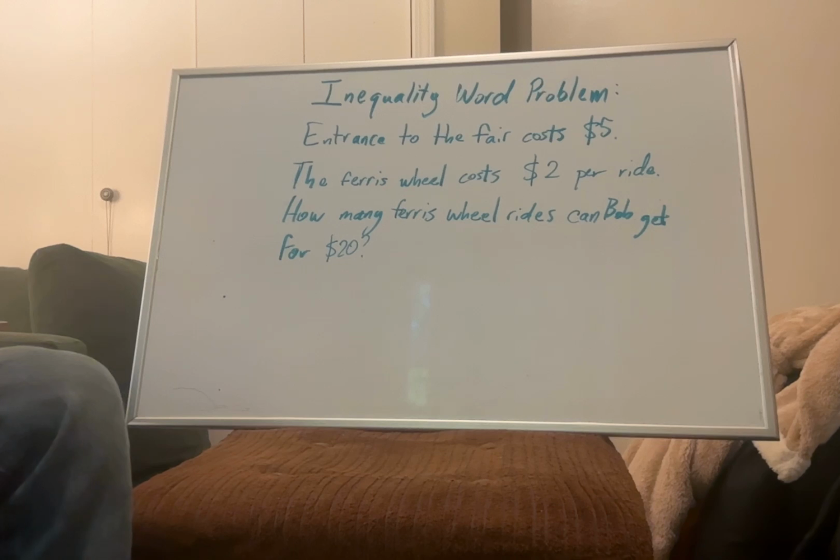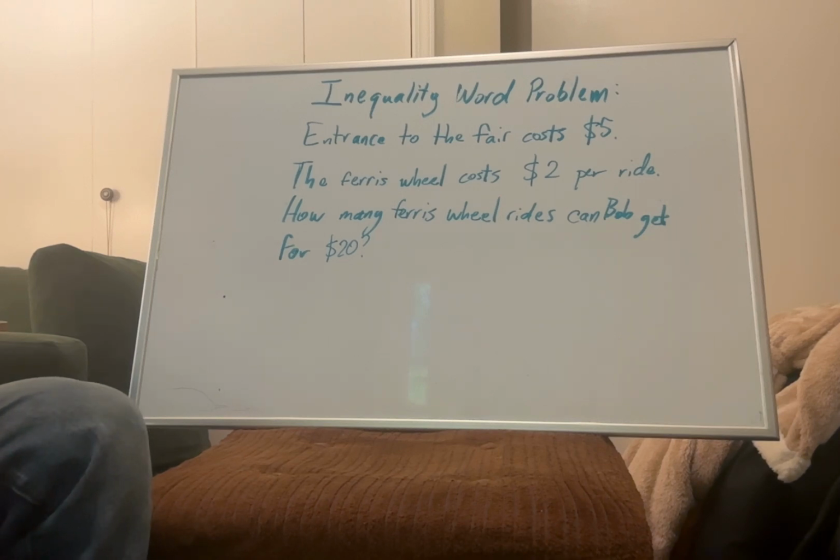So today we're going to look at an inequality word problem. Let's take a peek. It says entrance to the fair costs $5. Ferris wheel costs $2 per ride. How many Ferris wheel rides can Bob get for $20?